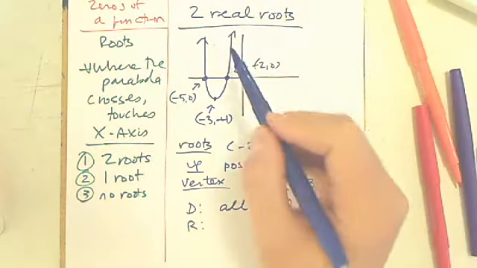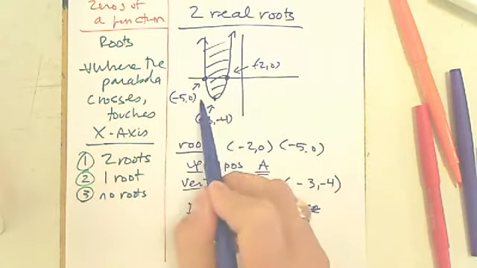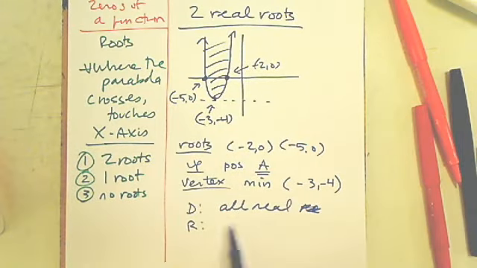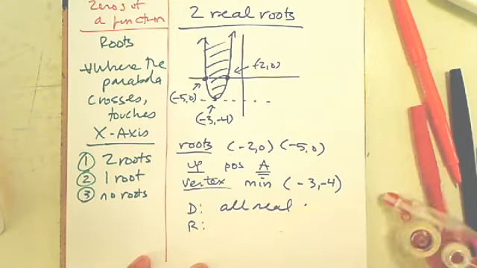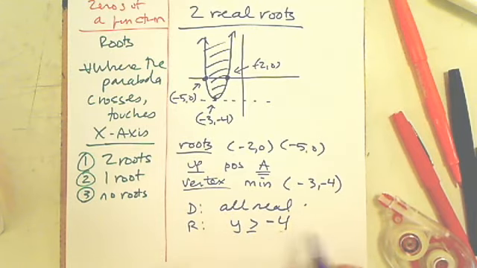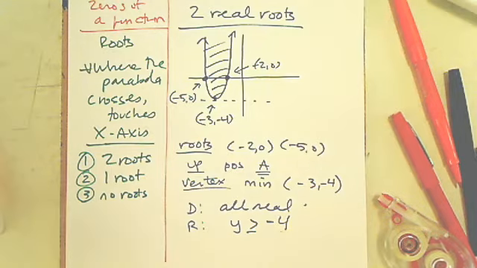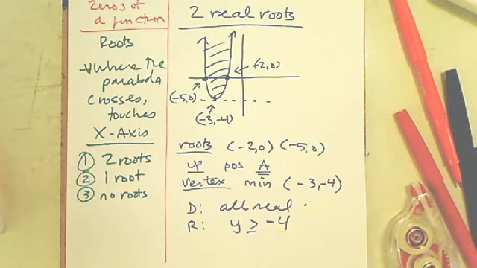However, the range is the y-axis, right? So the lowest y-point, not 0, is -4, right? But it has to be greater than because it opens up. So 2 roots, -2, 0, -5, 0. Some of your teachers will say, well, just tell me -2, -5, but I want you to tell me the point so you practice that skill. Opens up, its minimum point, -3, -4, and your domain and range.